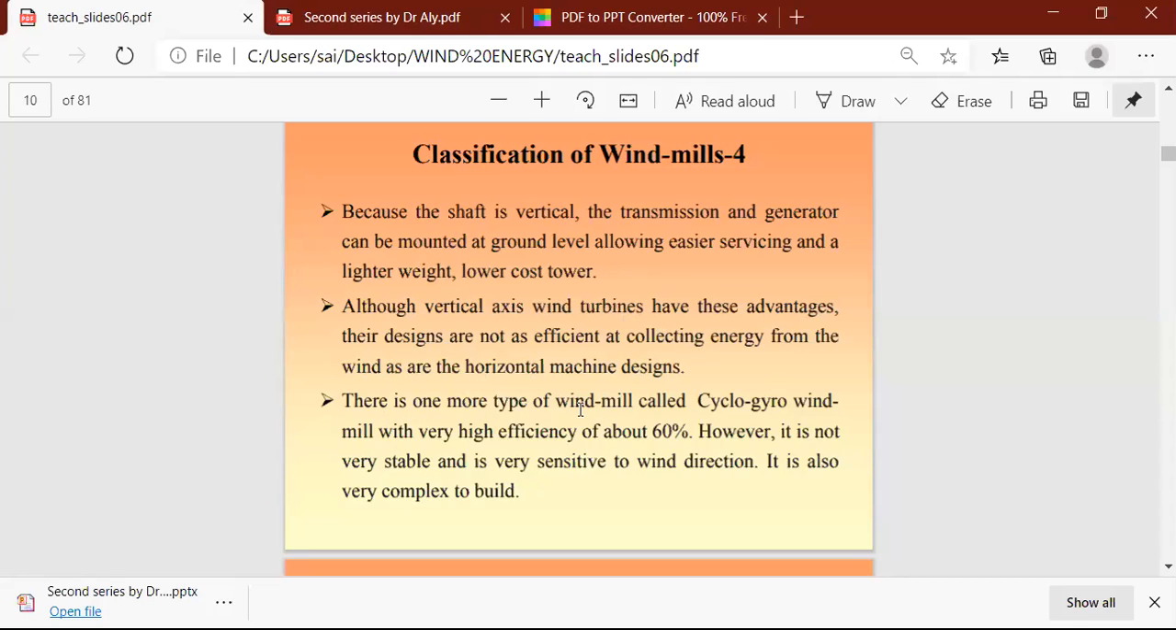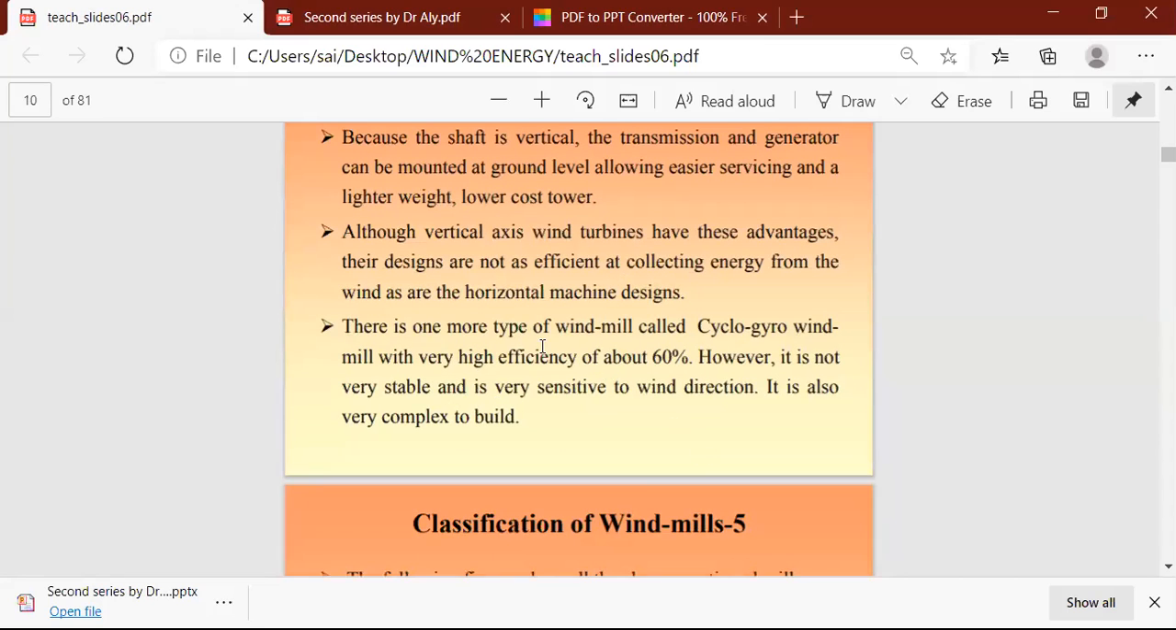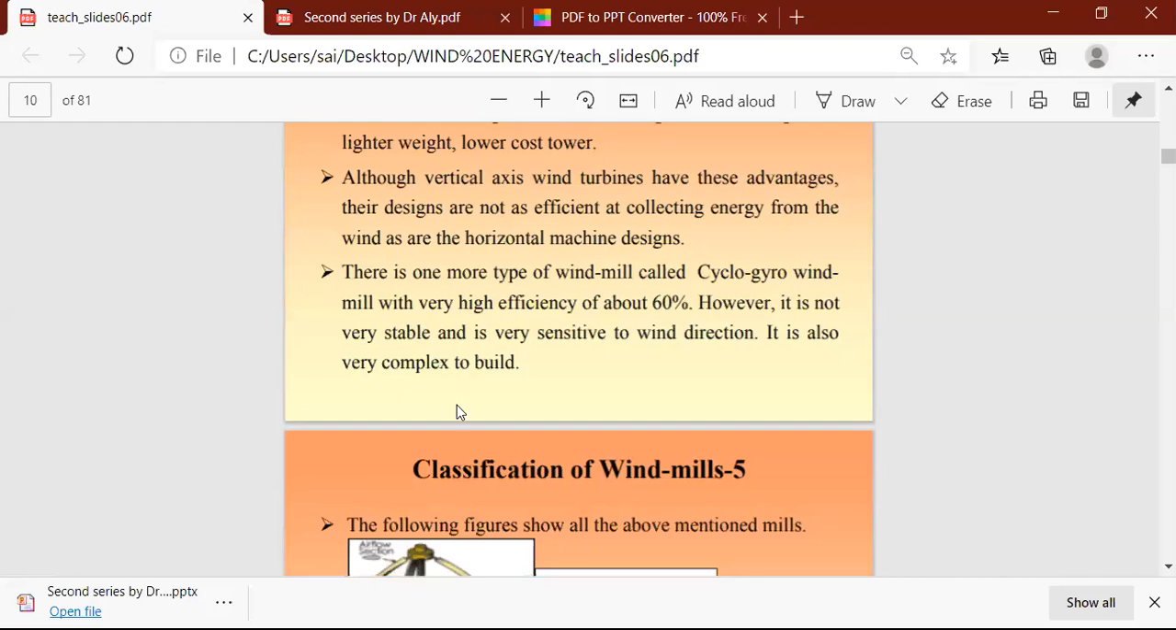There is one more type of windmill called the cyclo gyro windmill with very high efficiency, about 60%. However, it is not very stable and very sensitive to the wind direction. It is also very complex to build. So among vertical axis wind turbines, there is one machine, the cyclo gyro windmill, which is highly efficient but very sensitive to the wind direction and very complex to build. So that's why this is not used in commercial practice.